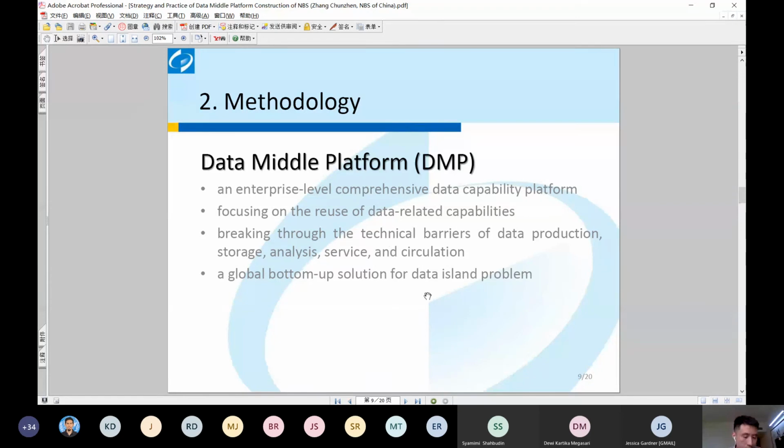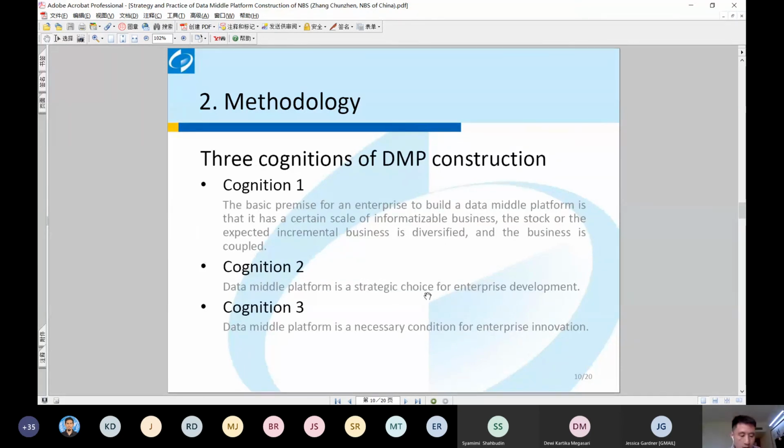There are 3 common cognitions for the construction of a data middle platform. Cognition 1, the basic premise for an enterprise to build a data middle platform is that it has a certain scale of informative business, and the stock of the expected incremental business is diversified. Business is coupled. The second, cognition 2, data middle platform is a strategic choice for enterprises development. And cognition 3, data middle platform is a necessary condition for enterprise innovation.